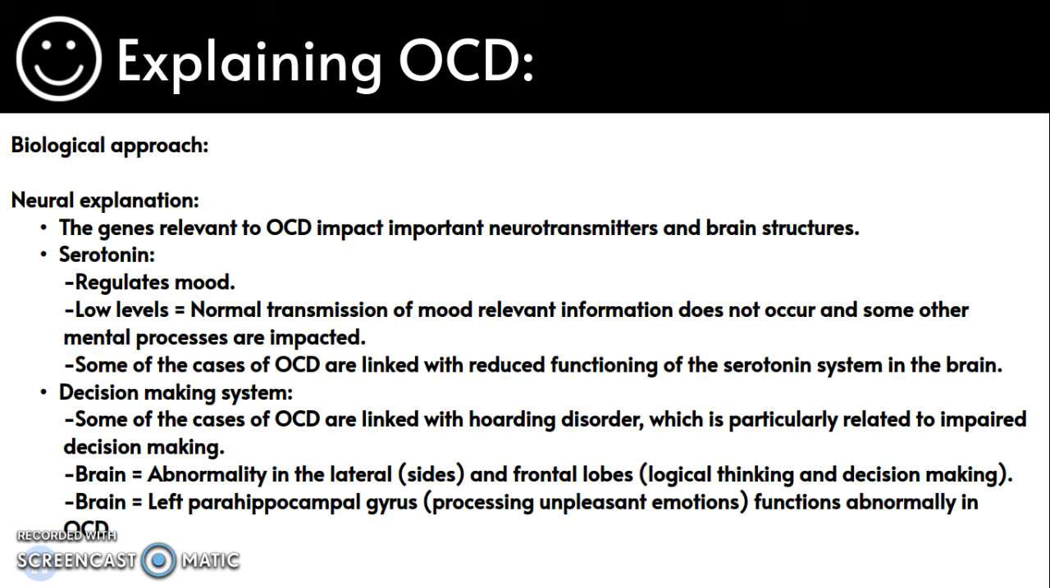Another explanation for OCD is the neural explanation. It states that the genes relevant to OCD impact important neurotransmitters and brain structures. Serotonin regulates mood, and low levels of serotonin result in normal transmission of mood-relevant information not taking place, and some other mental processes are also affected. Some cases of OCD are linked with reduced functioning of the serotonin system in the brain.